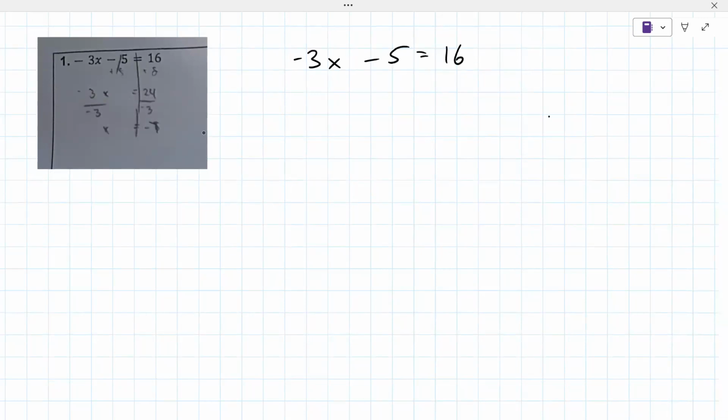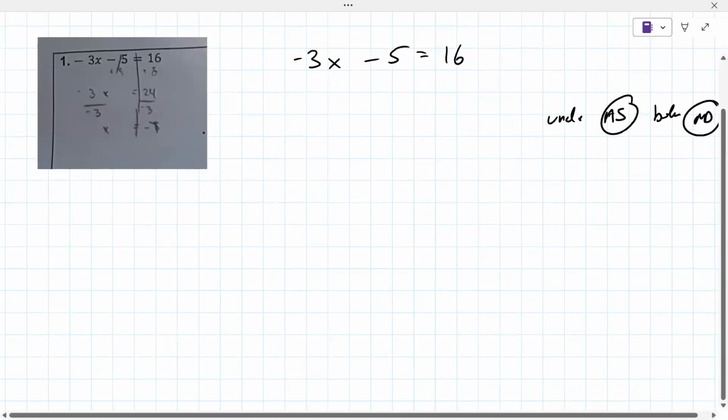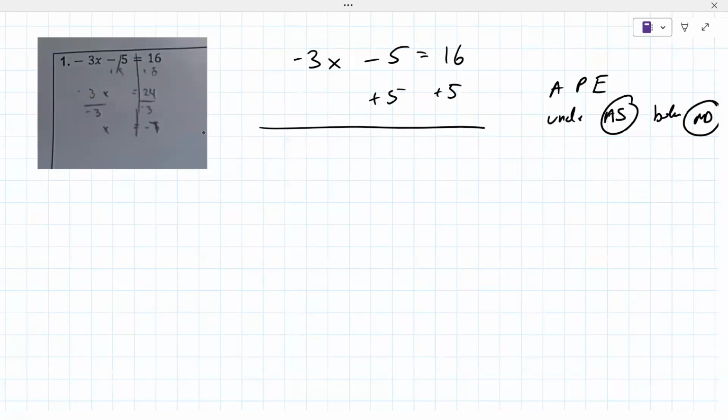Yeah, so you undo addition and subtraction before multiplication and division. You add 5 to both sides, and then off to the right, you have to say addition property of equality. I guess that's what APE means. And then DP is division property of equality.